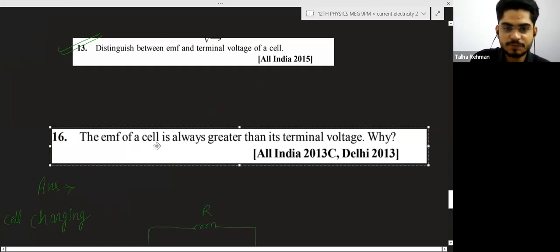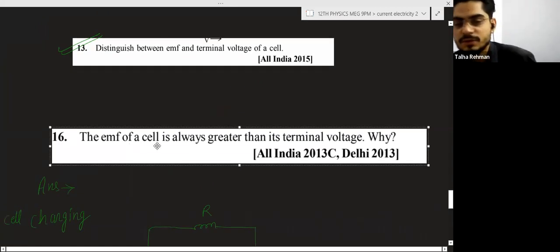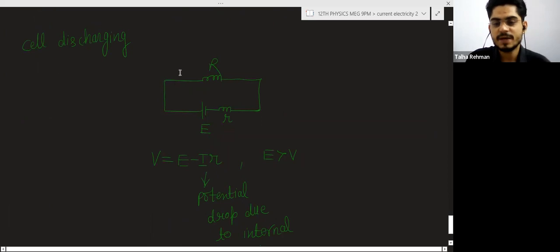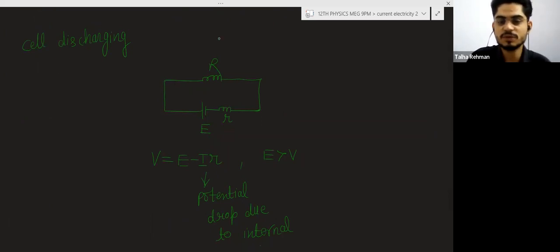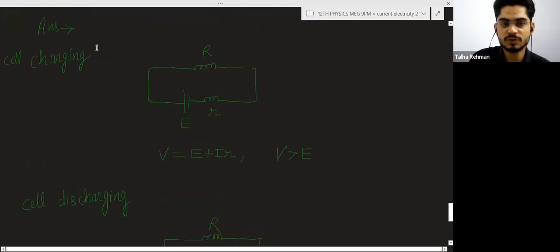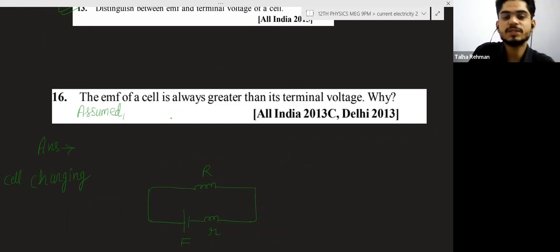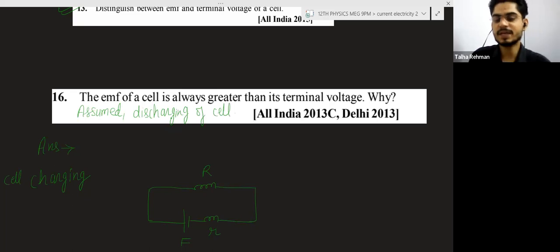But suppose this question appeared in your examination, what will you do? You will write this answer. You will not suppose the cell is charging, because the examiner has already assumed discharging of the cell. So why discharging of the cell? Because generally we see our phones are discharging for a greater time than charging.